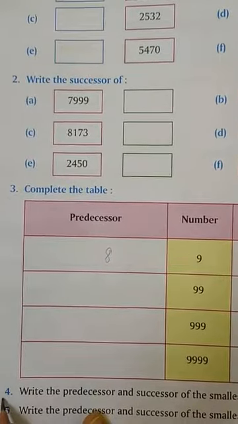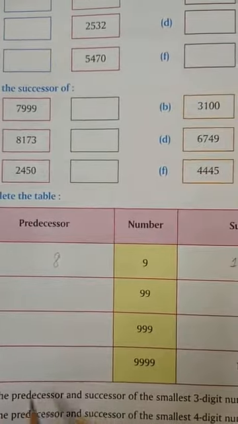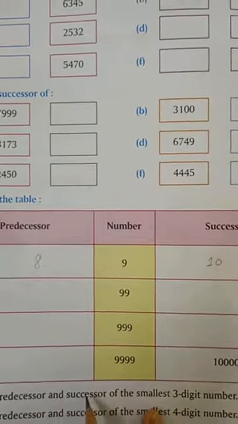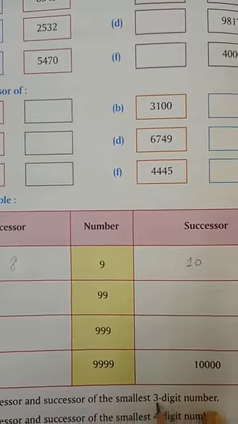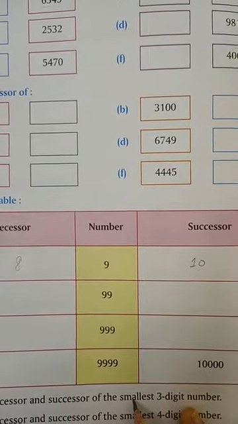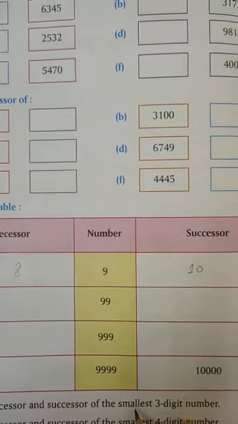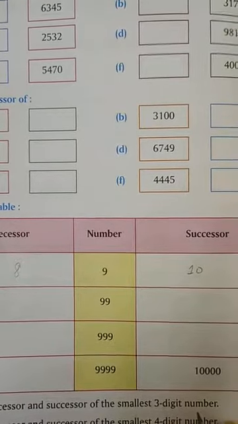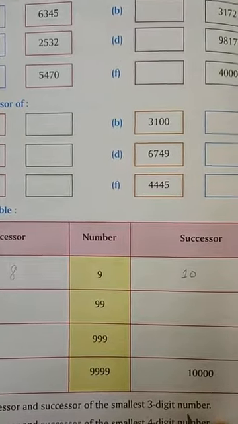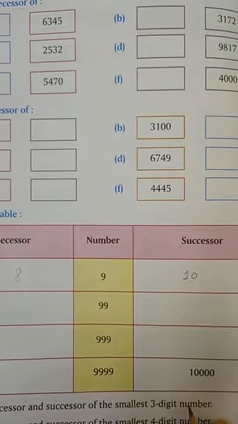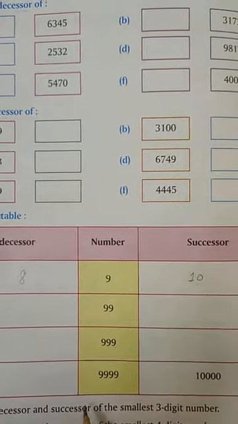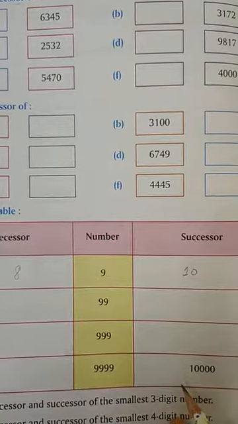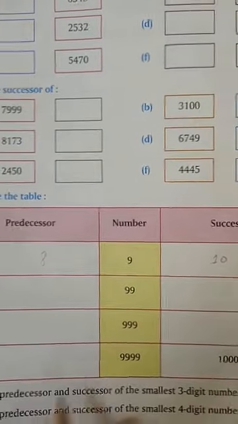Here is question number 4 for you. You have to write the predecessor and successor of the smallest 3-digit number. All of you know very well. We have already learnt in chapter 1 what the smallest 3-digit number is. Yes, it is 100. And you have to find out the predecessor and successor of 100. This is very easy. You can do this on your own.